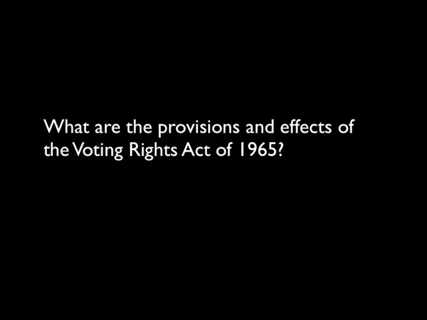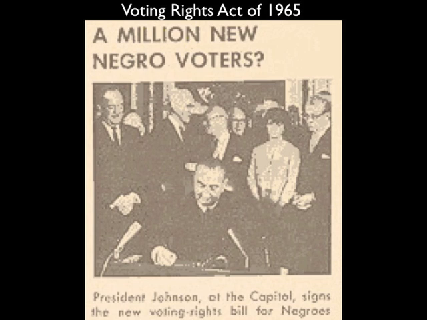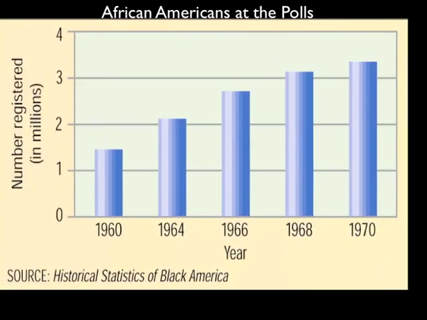What are the provisions and effects of the Voting Rights Act of 1965? The Voting Rights Act of 1965 led to the abolishment of the poll tax and outlawed the use of any kind of literacy test. African Americans at the polls. From 1960 to 1970, the number of registered African Americans increased from about 1.5 million to almost 3.5 million in a span of 10 years.